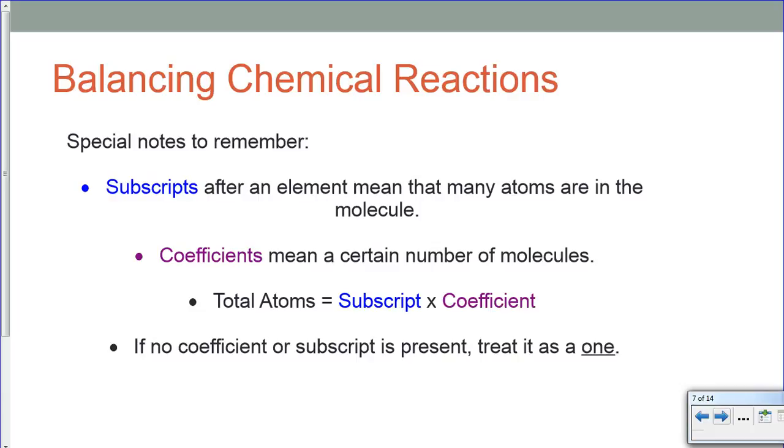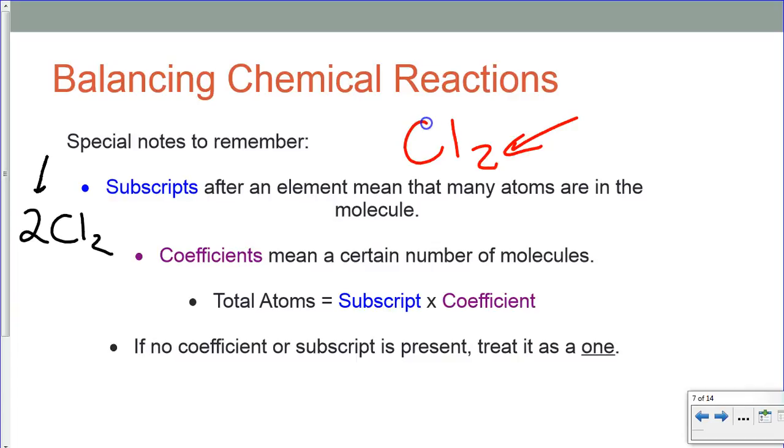So, as a quick note, guys, and this is color-coded to help you out, we have subscripts that come after the element, like that Cl2, and we have coefficients that come before a molecule. So you have to be able to distinguish what these numbers are. And we also need to know that when we see a subscript, that implies how many atoms we have. For example, in the red, 2 chlorines.